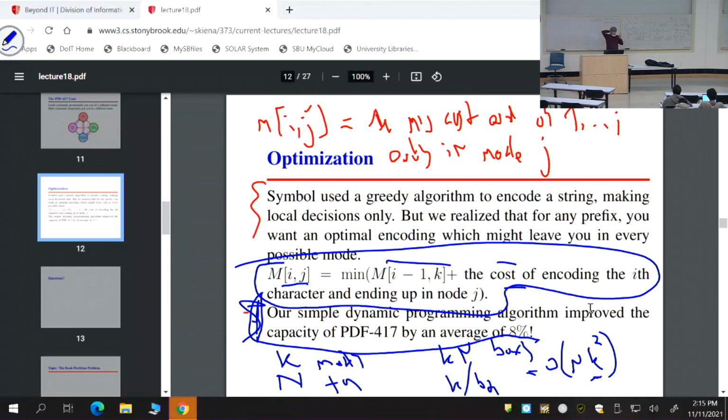So if you do dynamic programming right and find the optimal cost, you can save space or save time or save money, whatever you're looking to save, by coming up with a better solution than just some heuristic. Any question about that? Any question about PDF417? Okay, fair enough.